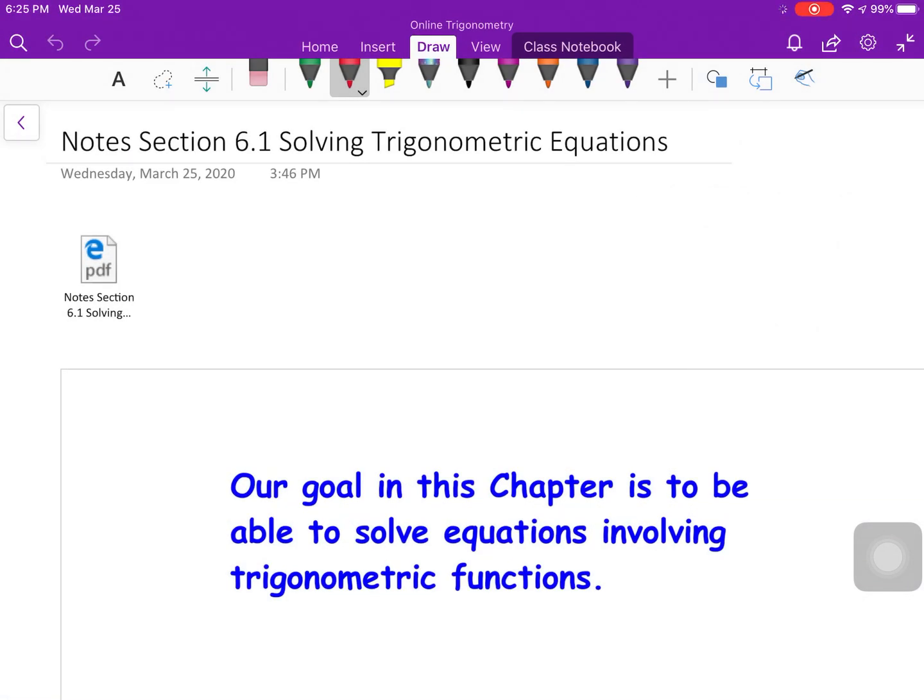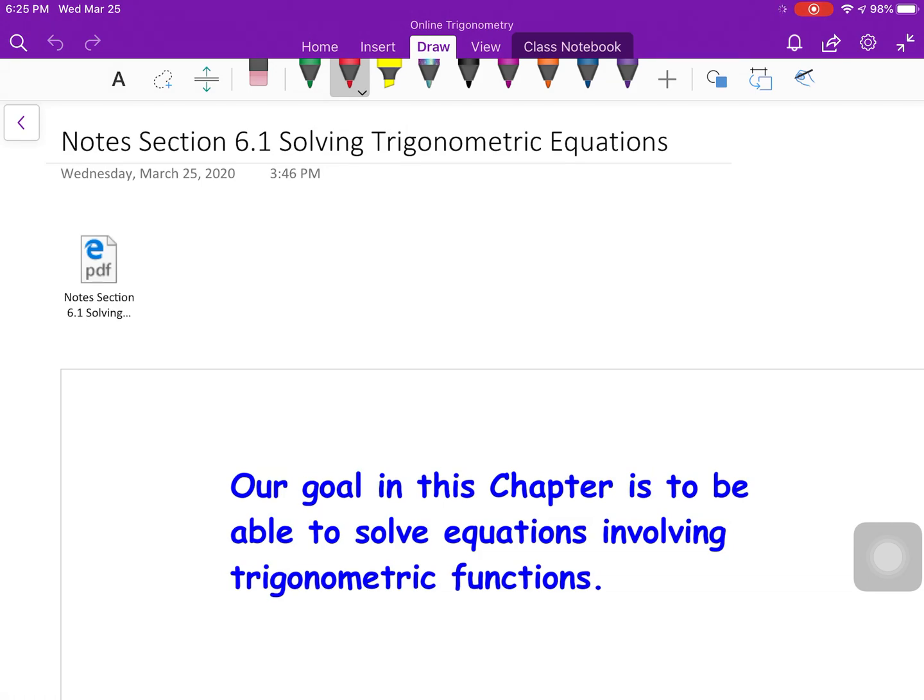Well, welcome to our first section in fourth quarter, and we'll be covering two chapters in this quarter. The first one will be chapter 6. We're not going to cover chapter 5. And chapter 6 is about solving trig equations. You had a small introduction to this back in Algebra 2, and we'll be extending that.